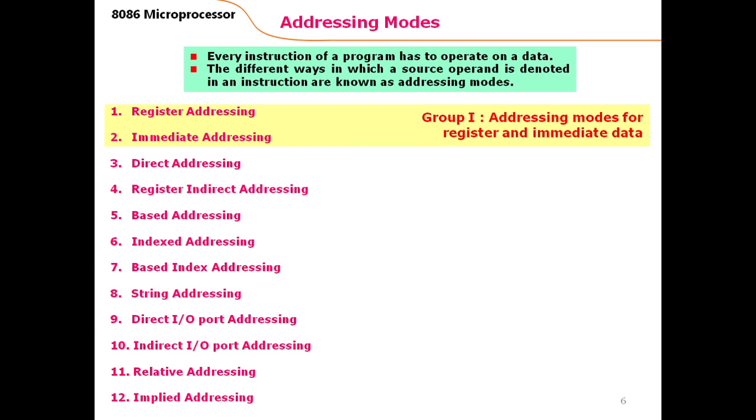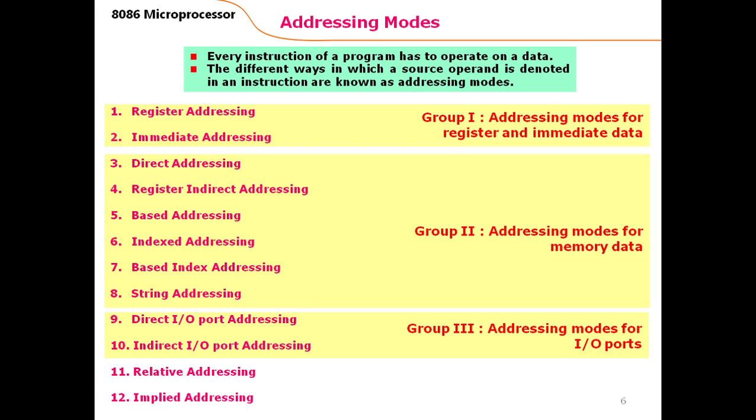These addressing modes are grouped. The first group, group 1, is addressing modes for register and immediate data. In this group, the addressing modes include register addressing mode and immediate addressing mode, and these addressing modes do not include memory addressing. The second group is called addressing modes for memory data. In these addressing modes, 3 to 8, data is accessed from the memory, and the memory address is represented or identified in different ways, which make different memory addressing modes.